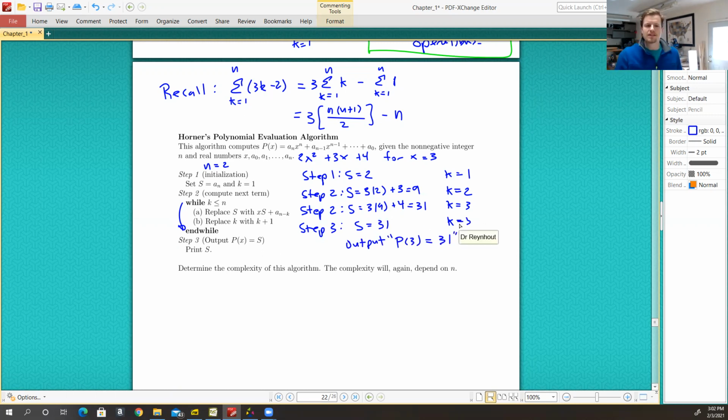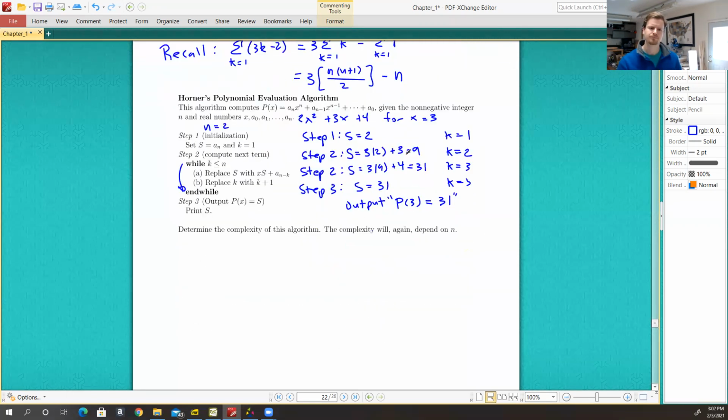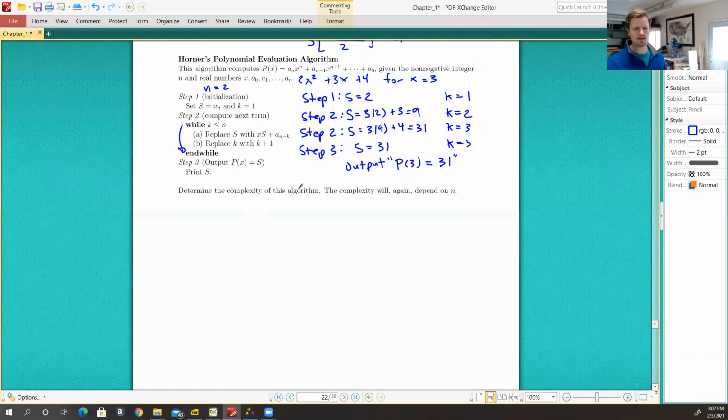Excellent. So that's the evaluation of a polynomial using Horner's polynomial evaluation algorithm. And we'll do a couple more examples of this in our next video. So let's determine the complexity of the algorithm. I'm not going to worry about what we did here so much. I'm just going to determine the complexity like we did on the last example.